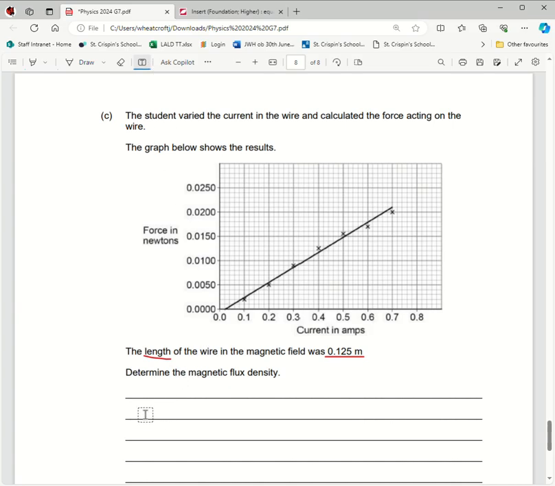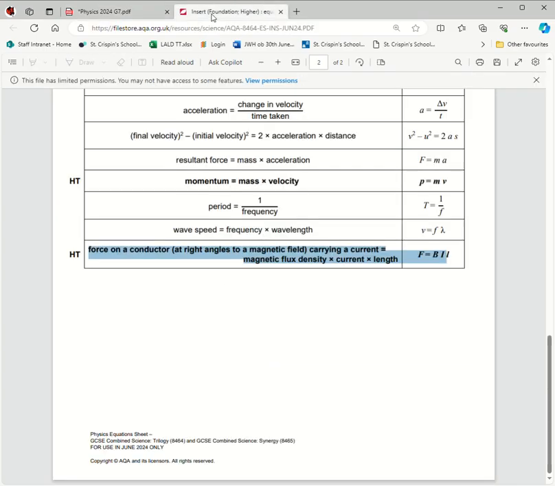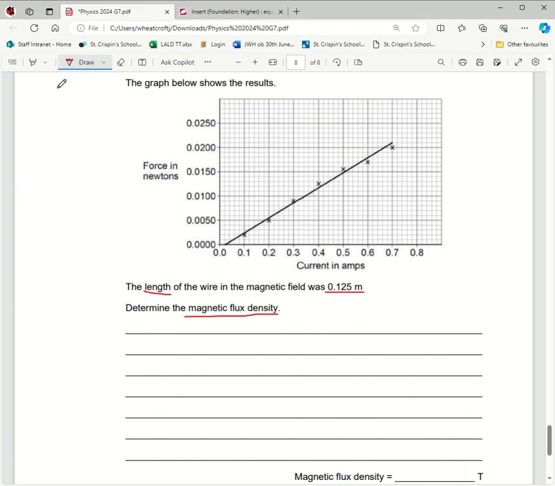So I'm going to type out that equation from the equation sheet. Again, this is about you looking at what it is you need to know, which in this case is the magnetic flux density, and going back to the equation sheet and finding that equation. So force is flux density times current times length.